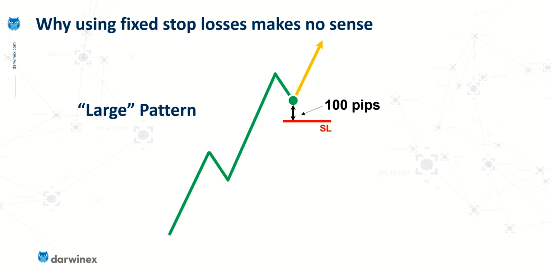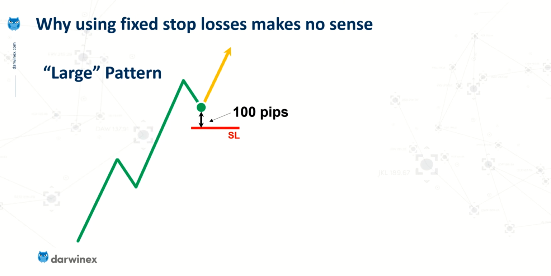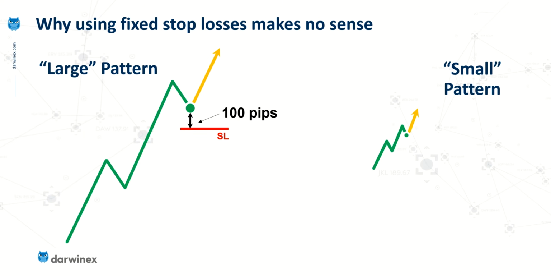Let's now go to the other end of the spectrum and look at a particularly small pattern. And as long as your trading rules are based on relative values, those same rules could be used to enter this type of pattern as they can the large pattern.